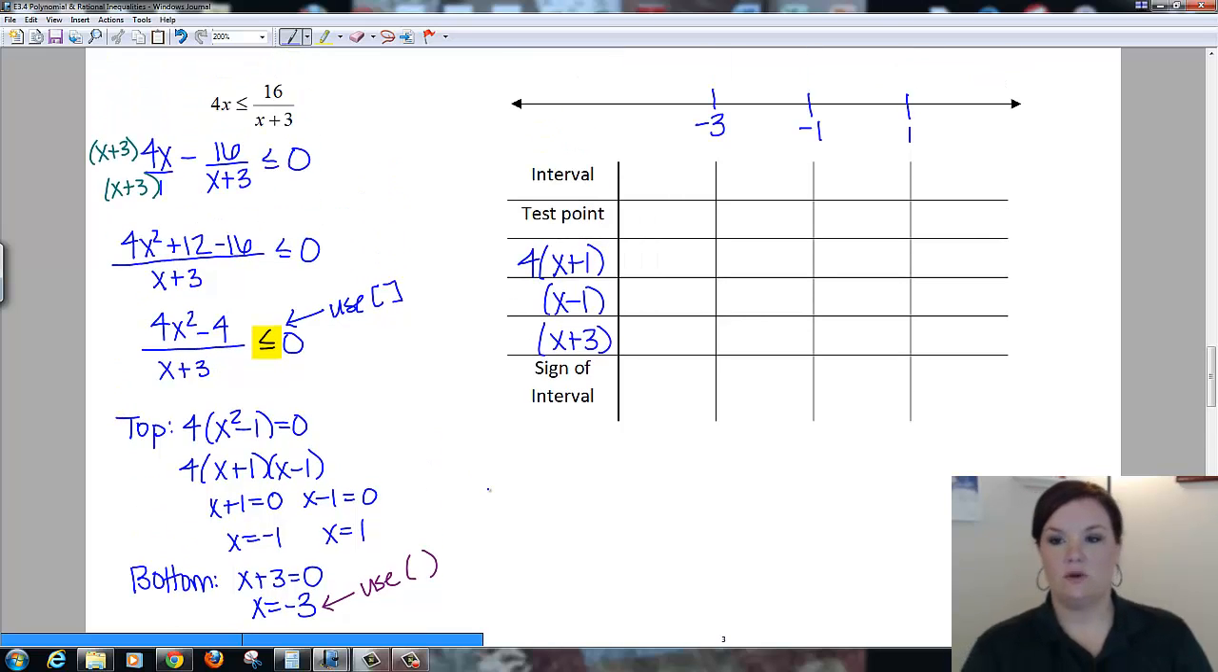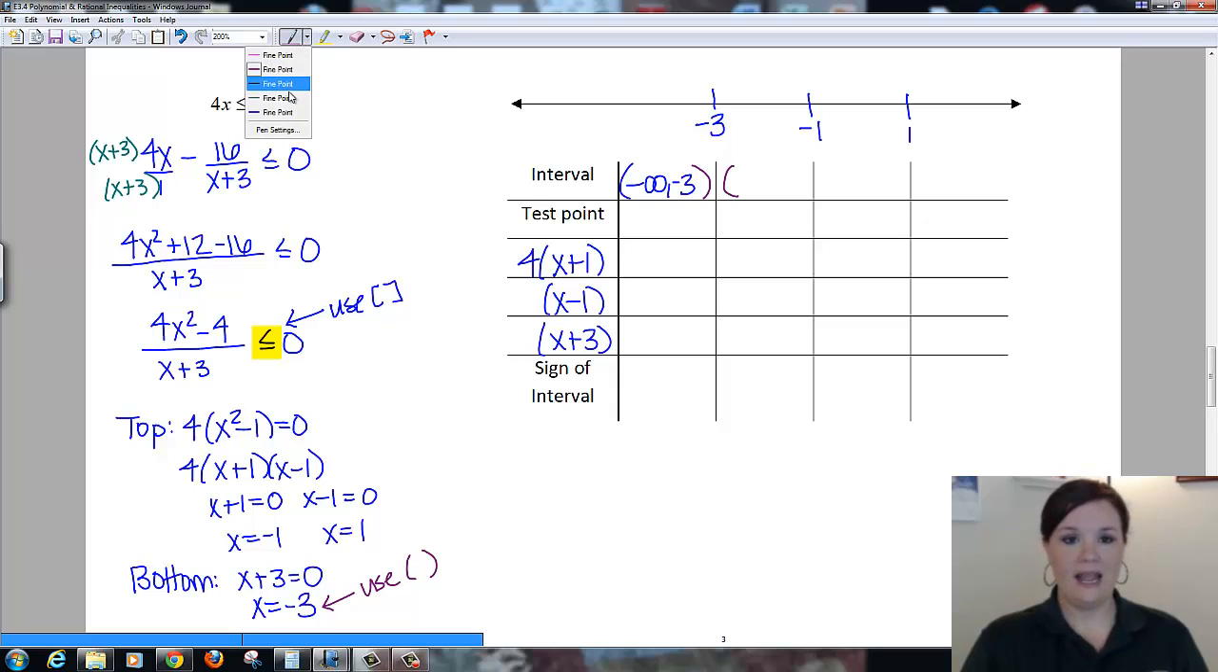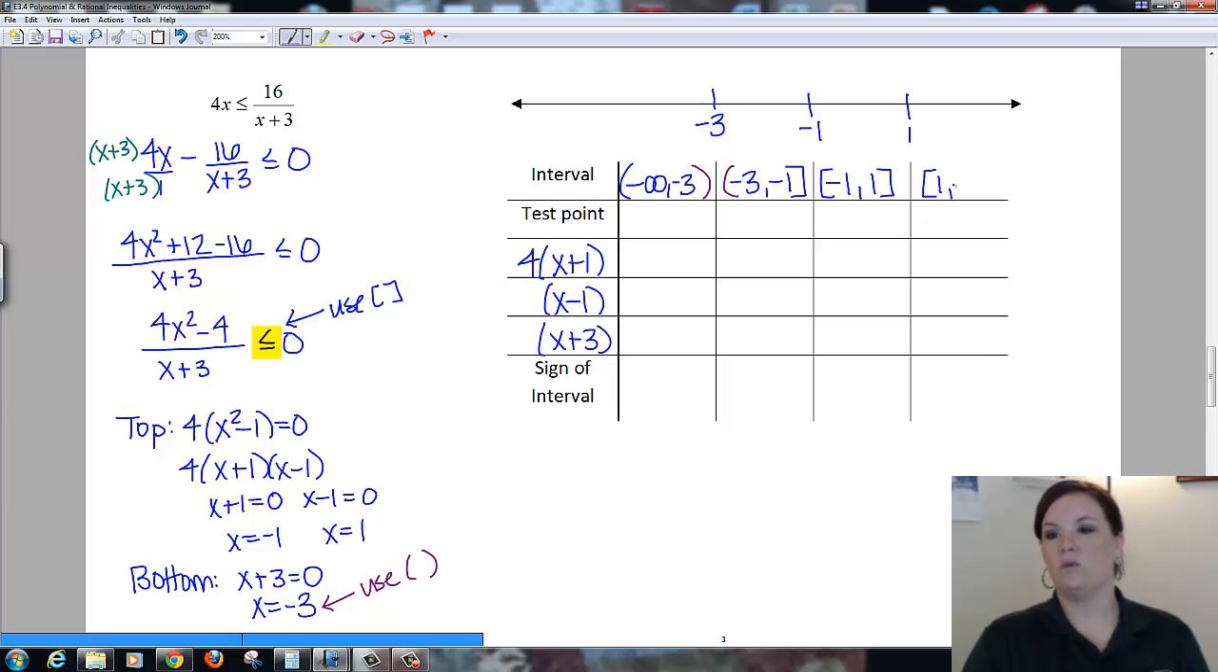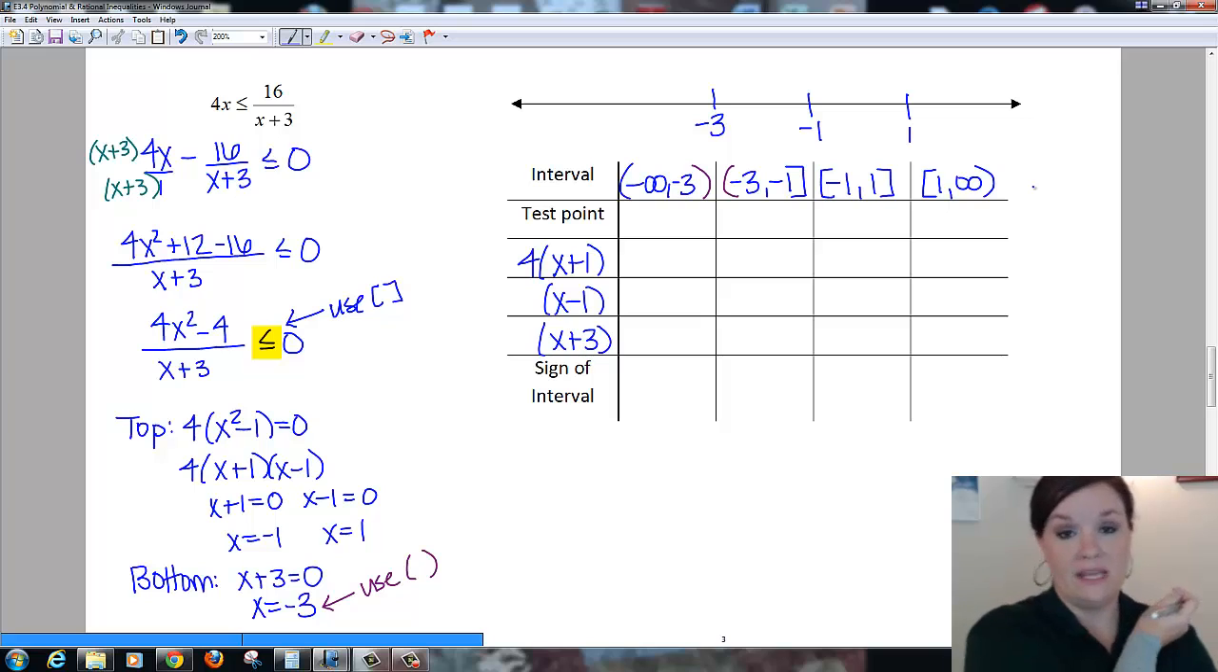So that means my first interval goes from negative infinity up to negative 3. Negative 3 came from the bottom, so I'm using a parenthesis on it. My next interval is going to go from negative 3 to negative 1. I have to use a parenthesis on the negative 3 because it came from the bottom. Negative 1 came from the top, so I can use the bracket. Then negative 1 to 1 I can use a bracket, and 1 to infinity I can use a bracket. Only on the zeros from the denominator do you have to use parentheses. Or if it's a strict inequality, right? If it doesn't have the equal to bar to begin with, then you would use parentheses on everything.